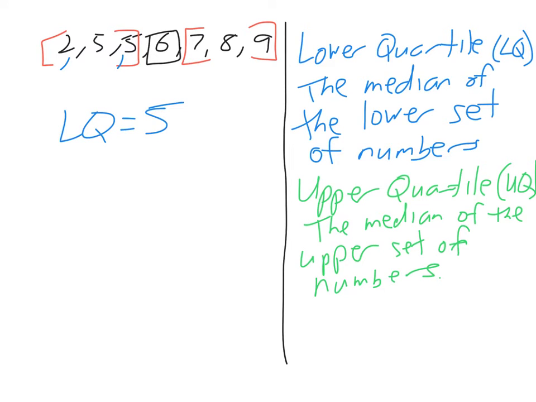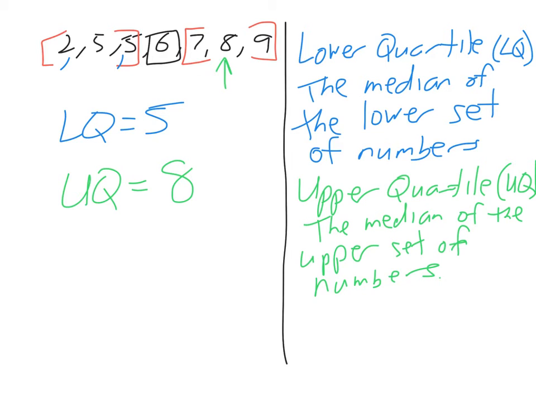We've already said if there's a lower quartile, there has to be an upper quartile. And the upper quartile is the median of the upper set of numbers. So now I'm looking at this set of numbers, the 7, 8, and 9. What would be the median of 7, 8, and 9? Yeah, the median would be 8. And so the upper quartile is 8. So our lower quartile is 5, and the upper quartile is 8.